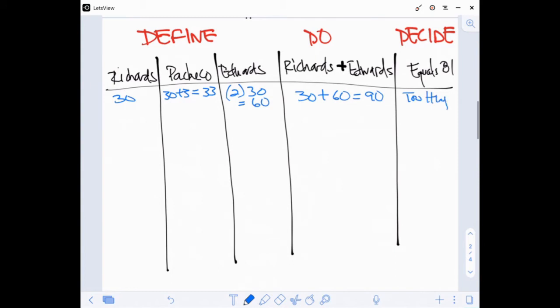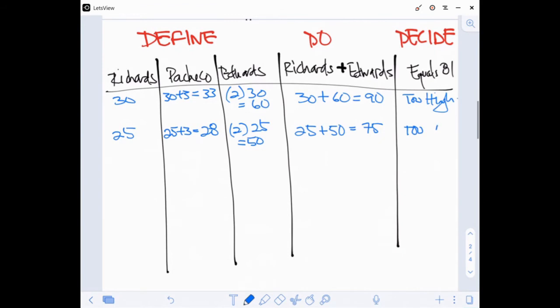I'm trying to get to 81. So I'm going to guess a little bit lower. Let's go down to 25. If I guess 25, that means Miss Pacheco is 25 plus 3, which is 28. And Mr. Edwards is twice as old, so 2 times 25, and that equals 50. So I can add up Mr. Richards and Mr. Edwards. That's 25 plus 50. That equals 75. Now I'm too low. It doesn't equal 81. I'm too low.